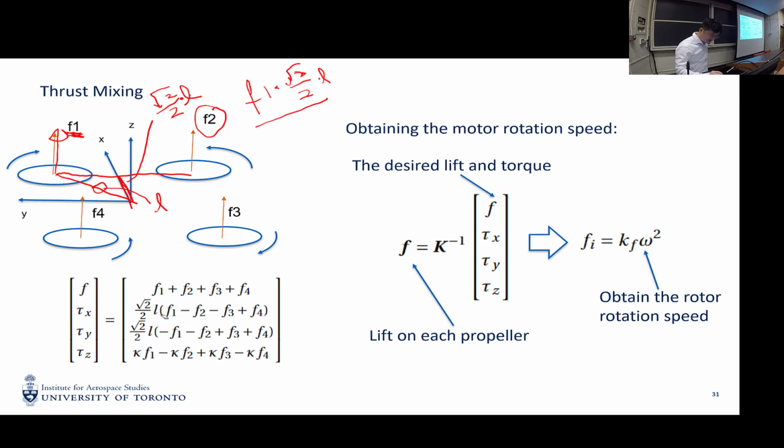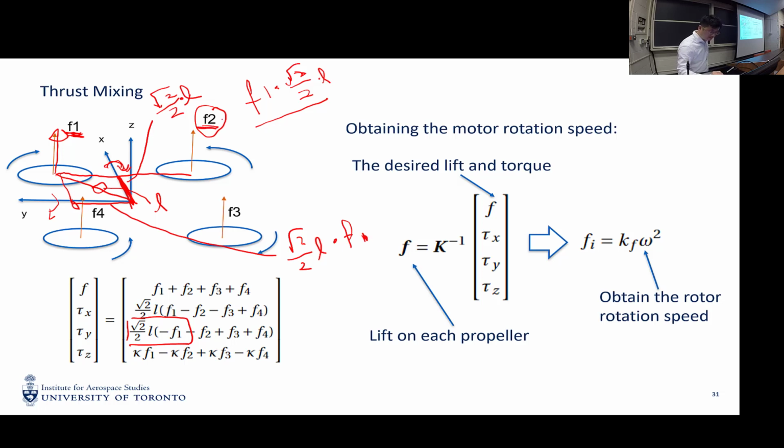It's not here. It's this one. So yeah, this arm corresponds to torque around the y-axis. Sorry. So if we want to calculate the torque on the x-axis, then we need to use the arm projected on the y-axis. So this is also square root of 2 over 2L. And as you can see, this times F1.